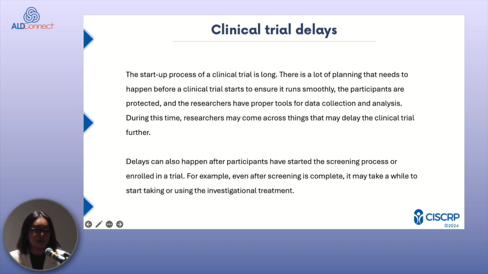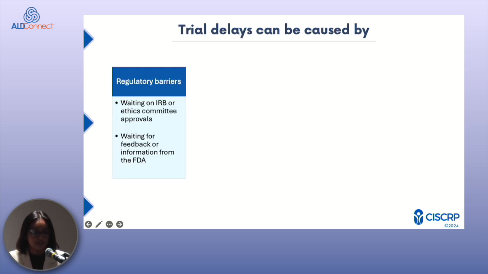But delays can also happen after participants have completed their screening process or are enrolled in a trial. So for example, even after screening is complete, it may take a while for them to start taking the investigational treatment. So what can cause delays? There are 7 factors. The first are regulatory barriers.